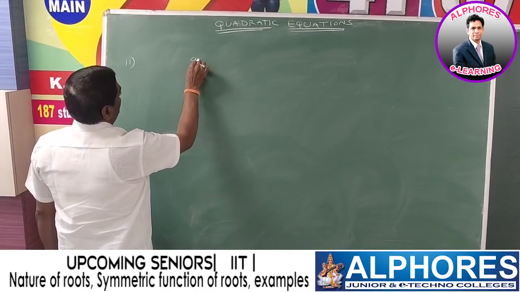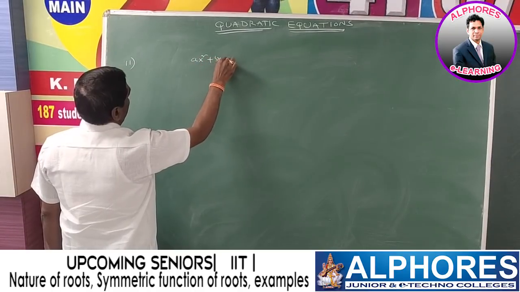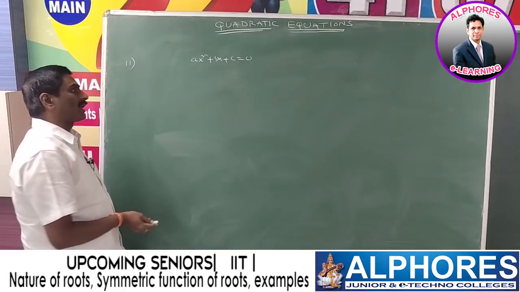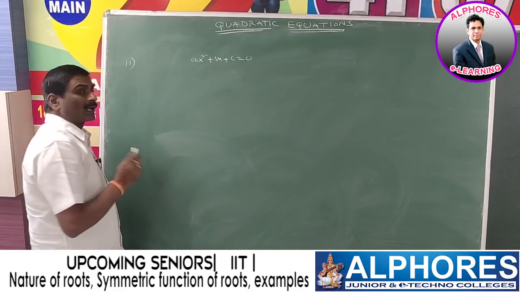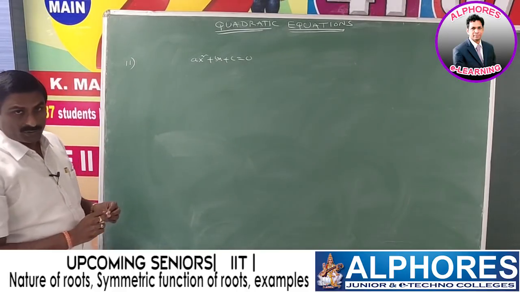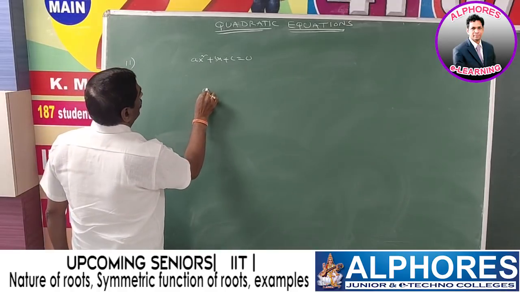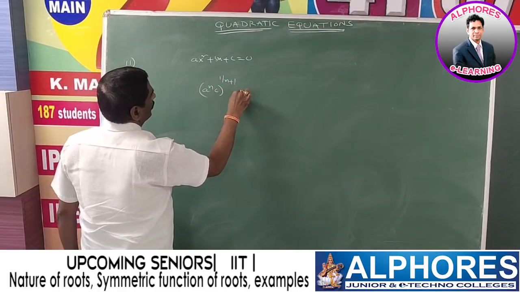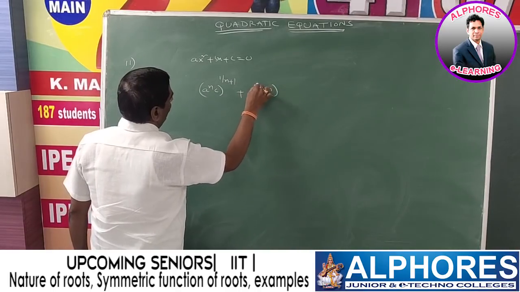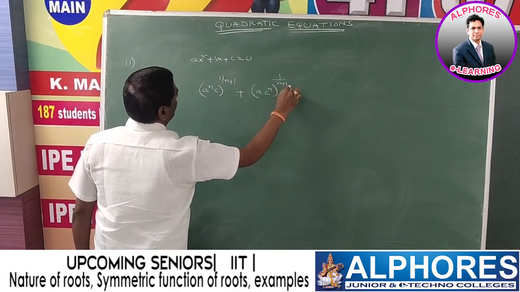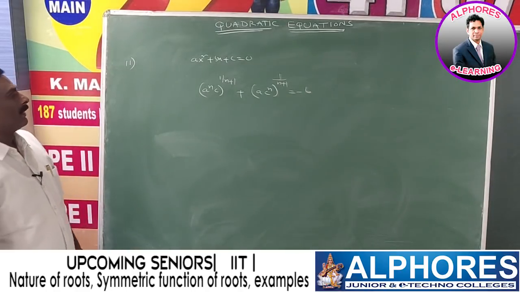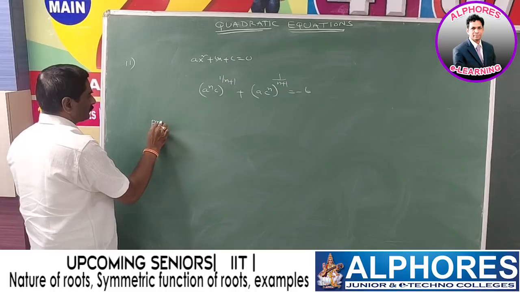In the quadratic equation ax square plus bx plus c is equal to 0, if one of the roots is the nth power of the other root, then a power n into c whole power 1 by n plus 1, plus a into c power n whole power 1 by n plus 1, is equal to minus b. Proof.